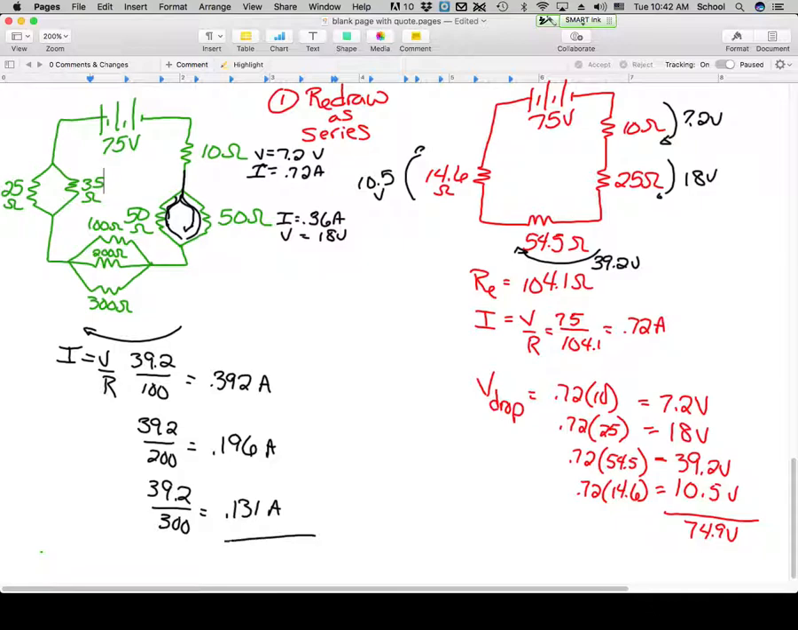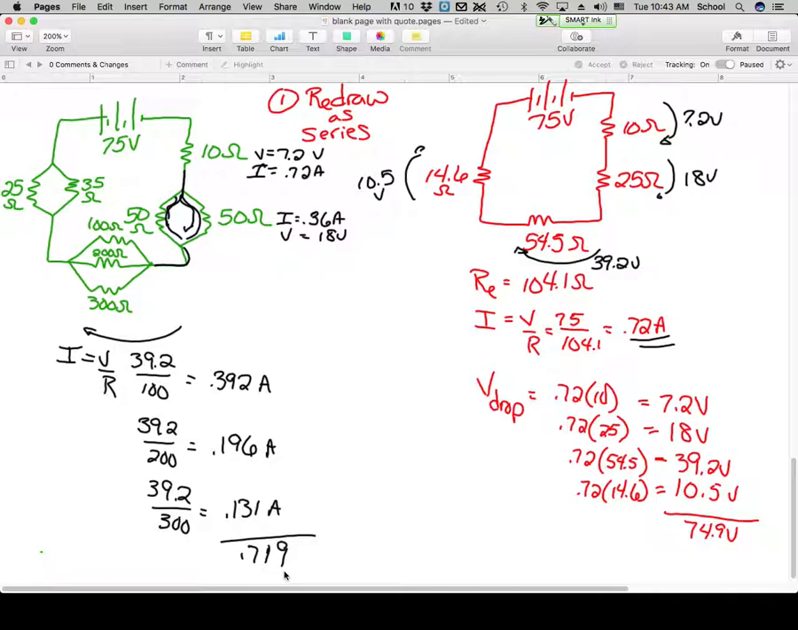So what should all three of these currents add up to? If you have 0.392 plus 0.196 plus 0.131, that adds up to 0.719. What's it supposed to add up to? That's close enough, right? Because again, we said the total current going through this wire was 0.72, so if it branches three ways, those three ways still have to add up to the total, which they do.